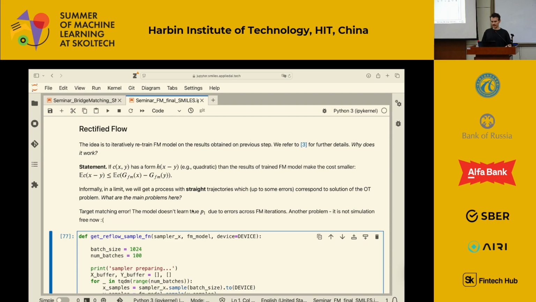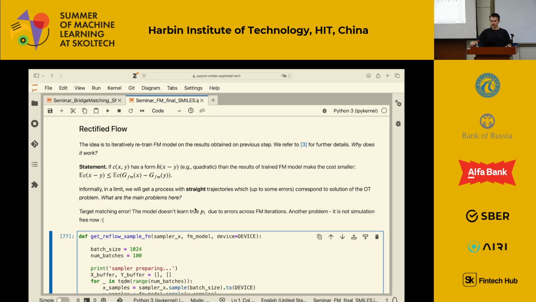Okay, but what is the problem here? What is the problem here is that every time, the flow matchings that you learn are not ideal. They do have some kind of accumulative error. They do not minimize this flow matching loss to the full. They minimize this flow matching loss with some approximation error.